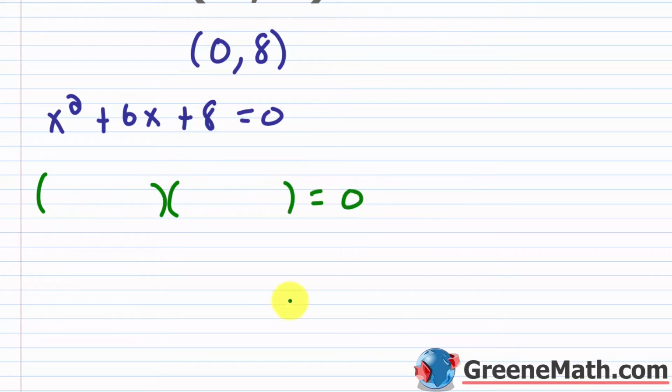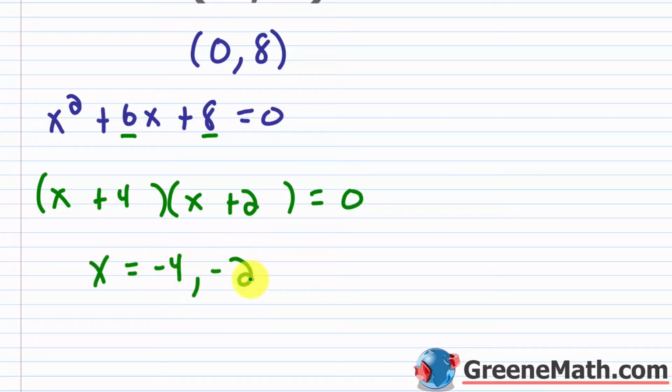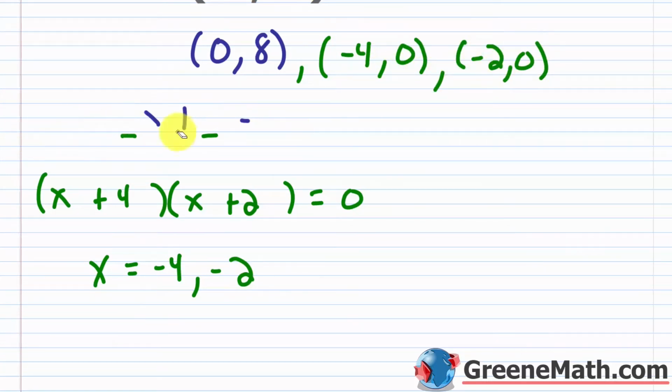So this guy would factor into what? x here and x here. I've got two integers that sum to 6 and give me a product of 8. That would be 4 and 2. So plus 4 and plus 2. So the solutions here would be x equals -4 and -2. Okay, so that tells me that the x-intercepts are going to be at (-4, 0) and then also at (-2, 0). So let's erase all this.